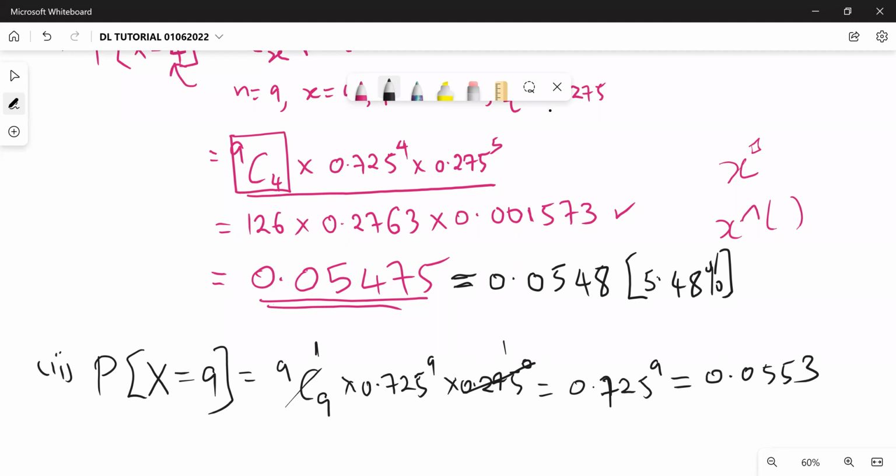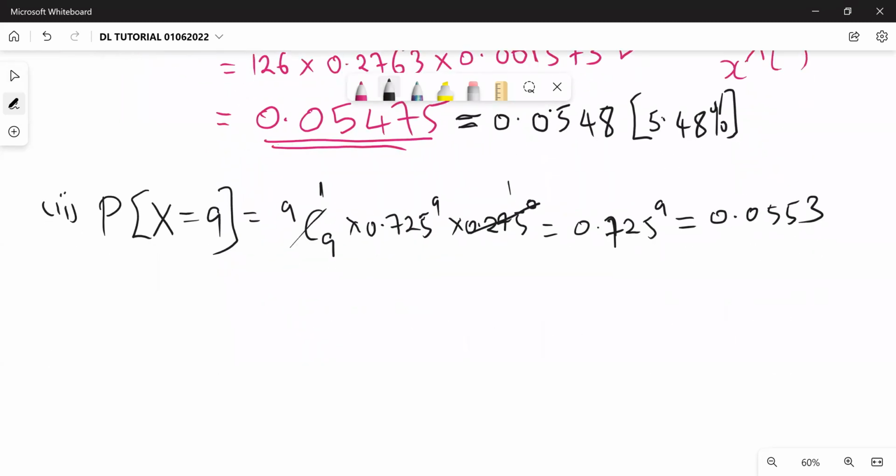Now let's look at the last one, which is Roman 3, where we are saying the probability that at most 2 will be on time. At most 2 means 2 or less. So the number of successes is less or equal to 2. That's what we're talking about. At most 2.